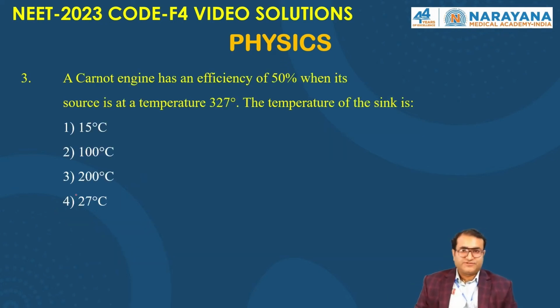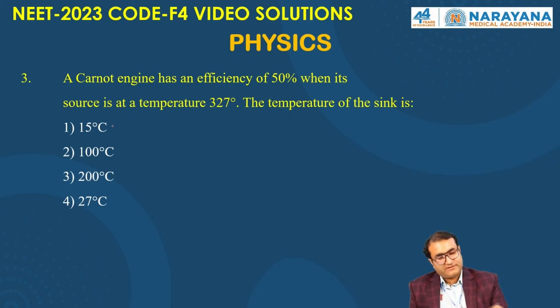Let us come to question number 3. A Carnot engine has an efficiency of 50% when its source temperature is 327 degrees Celsius. Find the temperature of the sink. See here, this is 327 degrees Celsius. We can convert it into Kelvin. So just add 273 to this. So it will be equal to 600 Kelvin.